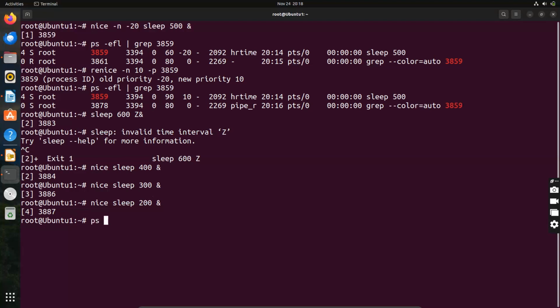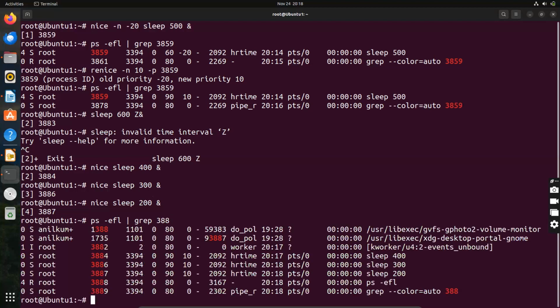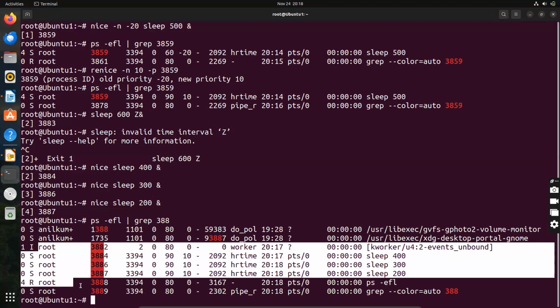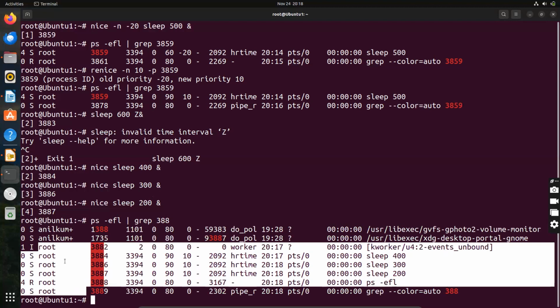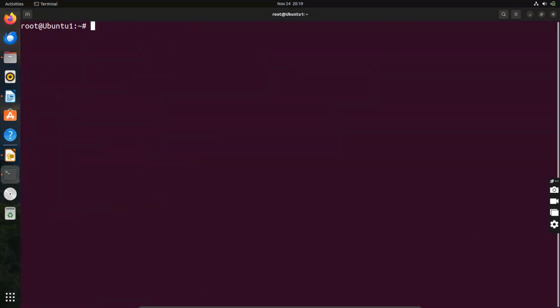So ps -efl, I will just grep 388. Whatever processes, all the processes will come for 388. If you observe, most of the processes are executed by root. So all the priorities are very high. I want to run this quickly as per the user suggestion. So what I will do, I will use the renice command, and I will give the priority as -20.